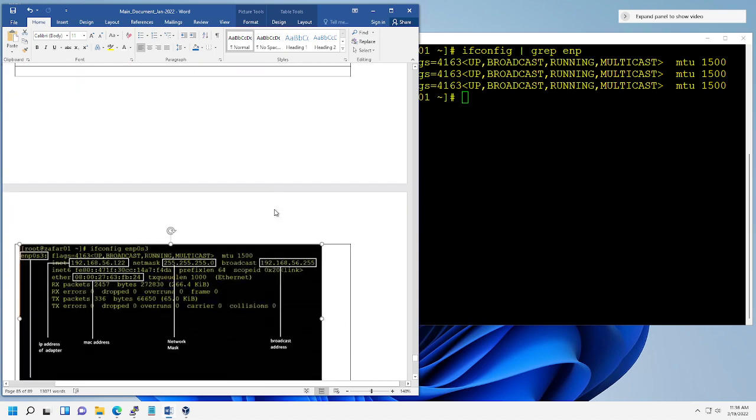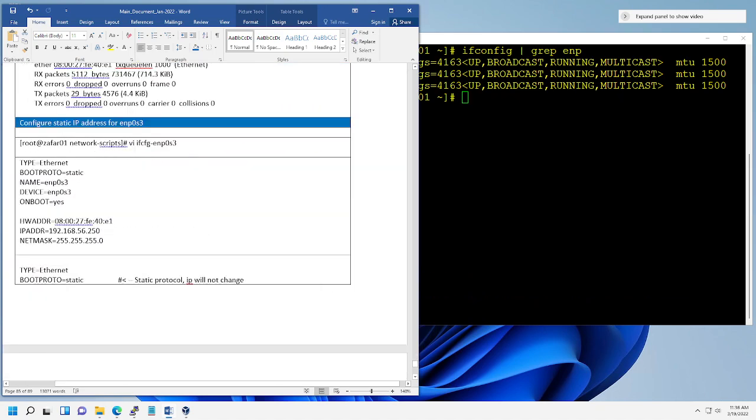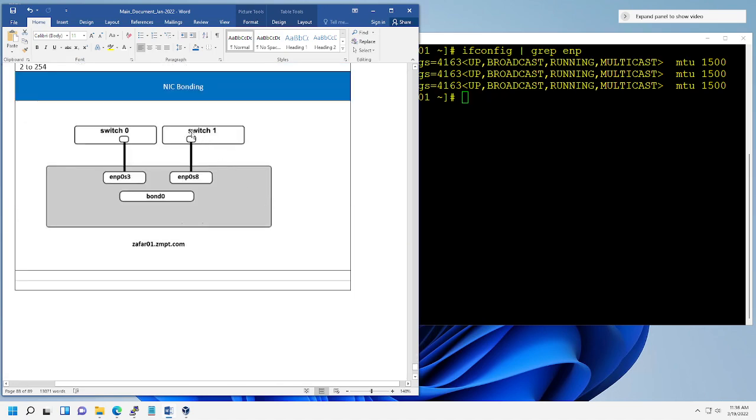Okay, so that is the same thing here. If the network goes down, if switch 0 goes down, switch 1 will take over, and the server will still be up and running. Does it make sense? If one road is blocked, you could take another road to your destination. That's how it is.